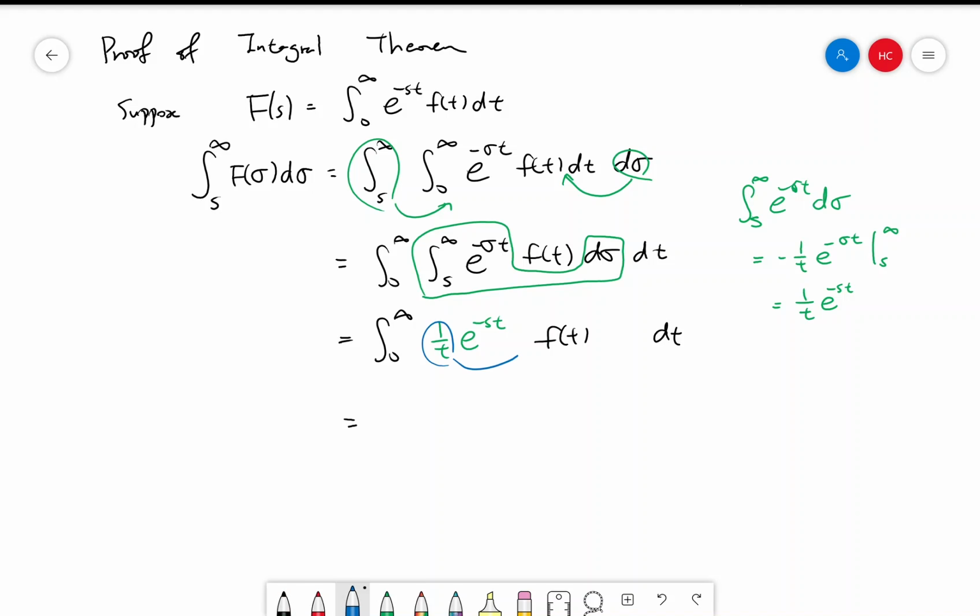And move this over. The integral from 0 to infinity of e to the negative st times f of t over t dt. And by definition, this is the Laplace transform of f of t over t. Alright, so that's the proof of the integral theorem and derivative theorem.